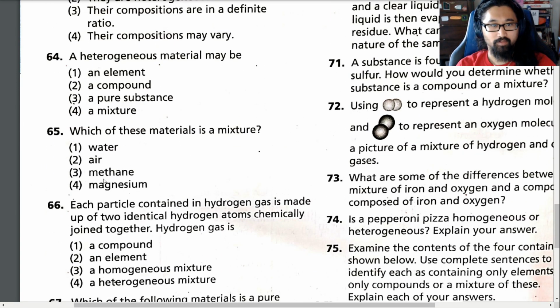Speaking of mixtures, look at number 65. Which of these materials is a mixture? Water, we said, was H2O. Air. If I went outside and analyzed that air, it might be different here than it is in, I like to use Denver, Colorado, or in New Orleans, Louisiana. It might look very different from California, which I think is on fire again. The air is going to look different. Air is a mixture of many gases. Water is a compound. Methane is a greenhouse gas. It's a compound. And magnesium is an element.